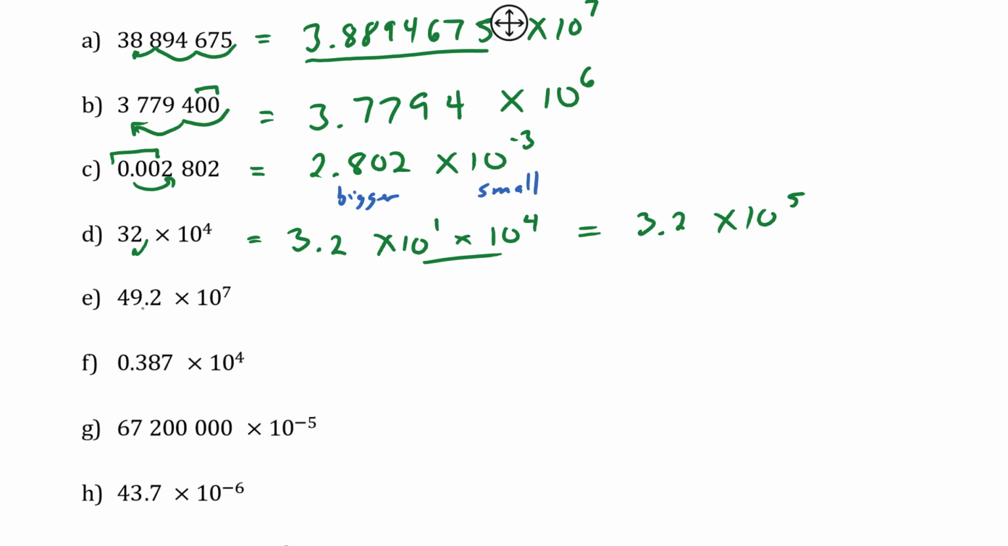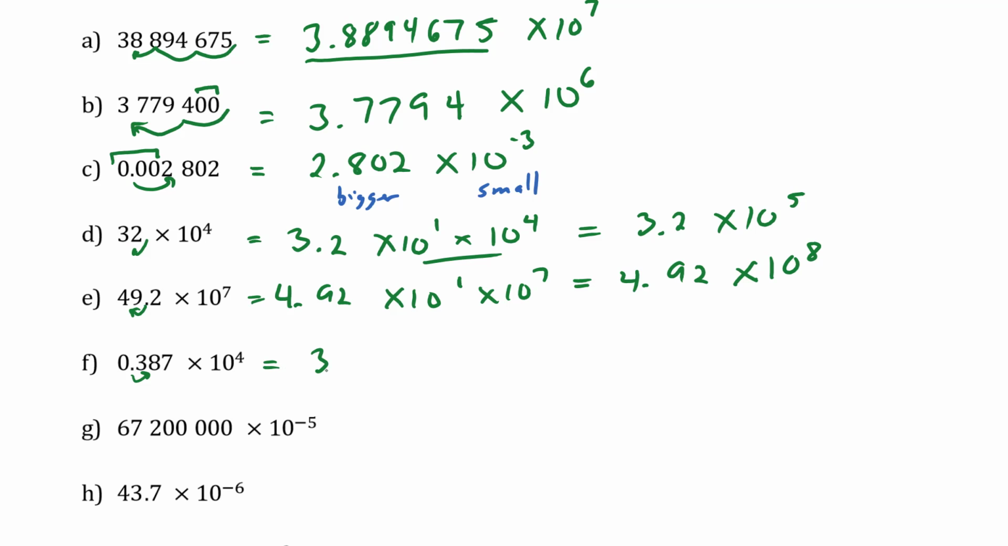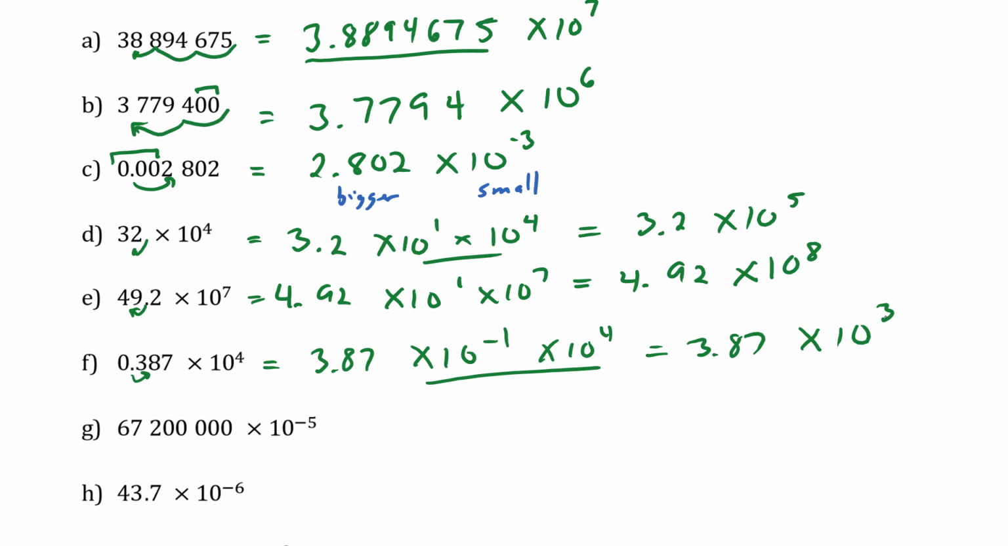Next one now. Move the decimal place over 1, 4.92 times 10, we moved it over 1. We took a big number and made it smaller, so that becomes a positive exponent, times 10 to the 7, 4.92 times 10 to the 8. Here, move the decimal place that direction 1, 3.87 times 10 to the minus 1 times 10 to the 4. Combine those together, 3.87 times 10, minus 1 plus 4 is positive 3.